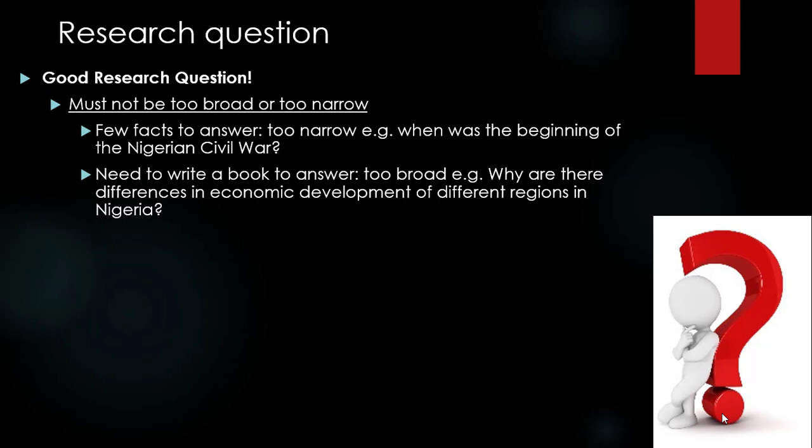Then, if it is too broad, you need to write an encyclopedia in order to answer it. If we look at an example, why are there differences in the economic development of different regions in Nigeria? That will take you a very, very long time to answer, because you must delve into the history, the economic and ethnic composition, the political development, and the geographical constraints. So you are going to have to write a whole book or several books before you can finish answering this question.